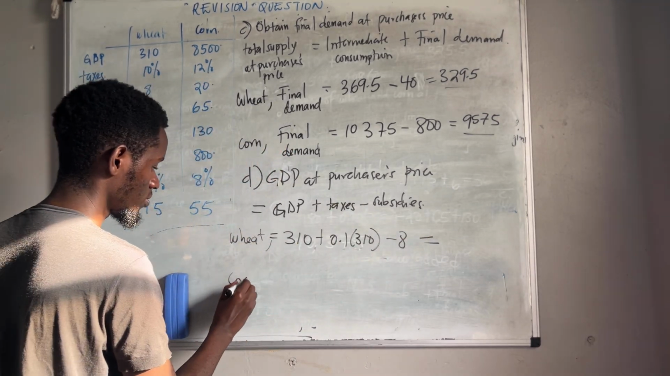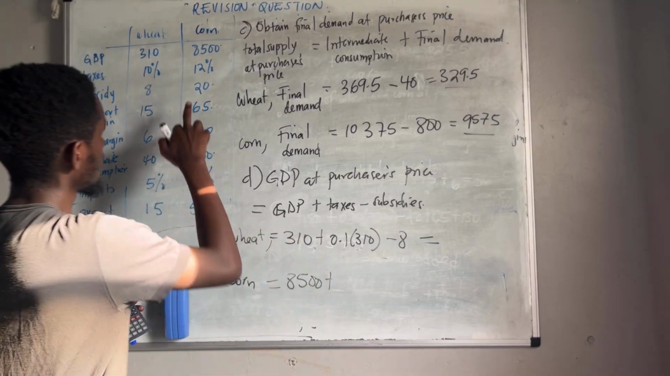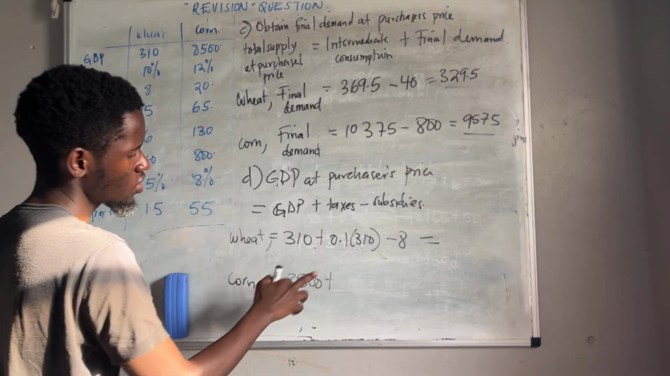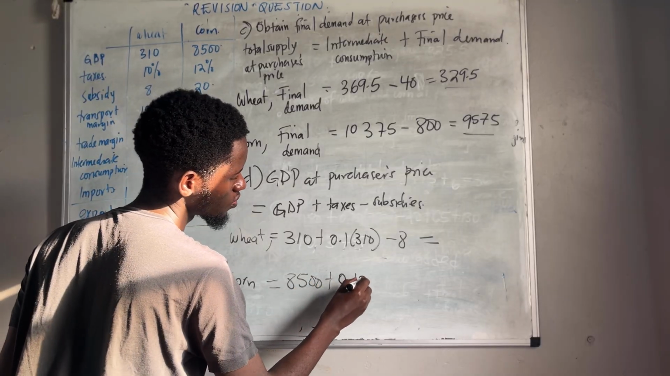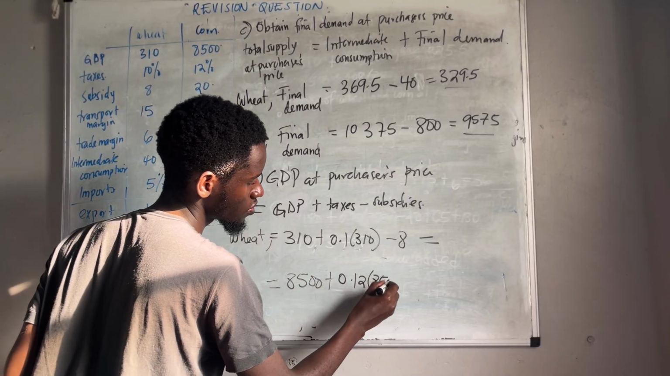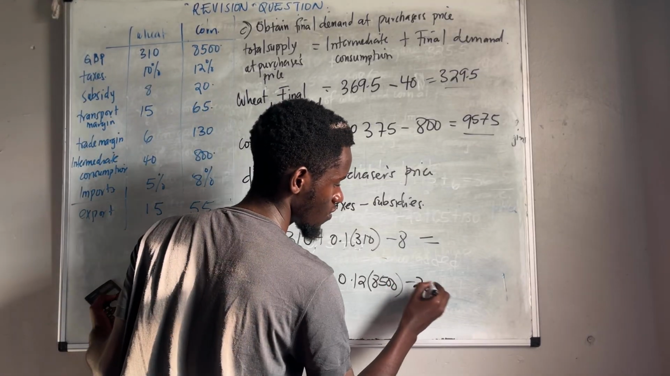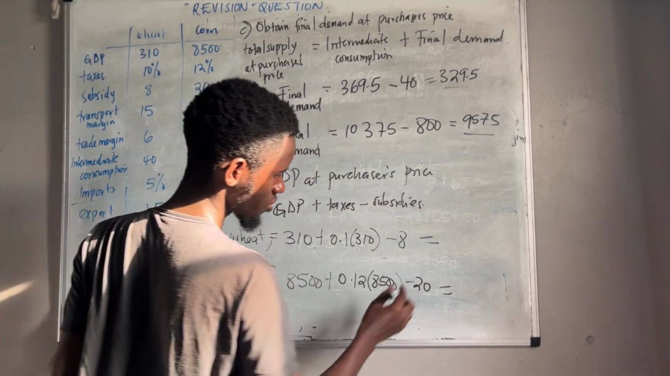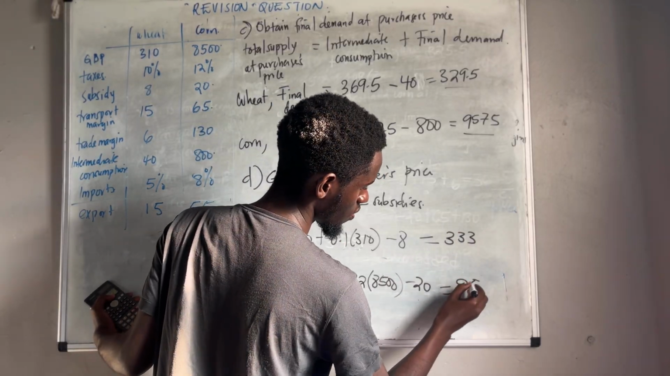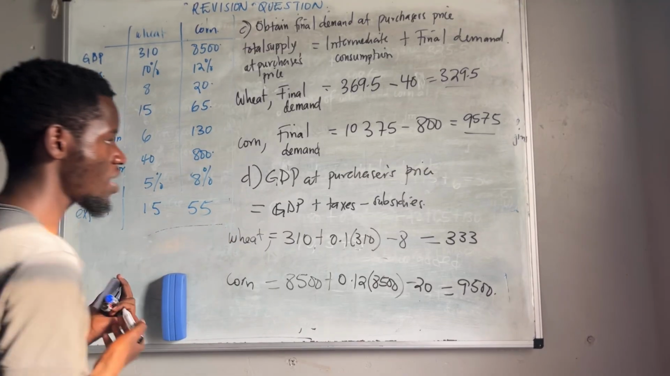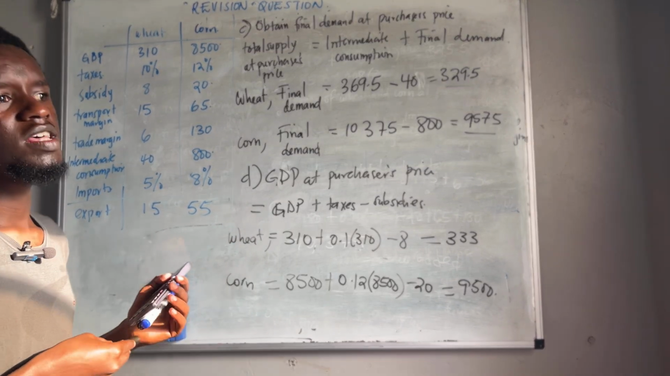Likewise for corn, we just need to have 8500 plus the taxes, which is going to be 0.12 into 8500, minus the subsidy, which is 20, and then we shall have our answers as 333 here. Then here we have 9500, just like that.